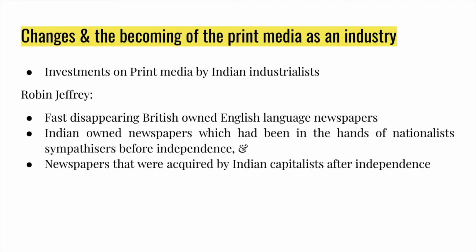As observed by Robin Jeffrey, the immediate post-independence period saw the newspaper industry divided into three major categories. Number one was the fast-disappearing British-owned English language newspapers. Number two was Indian-owned newspapers which had been in the hands of nationalist sympathizers before independence, and number three was newspapers that were acquired by Indian capitalists after independence.